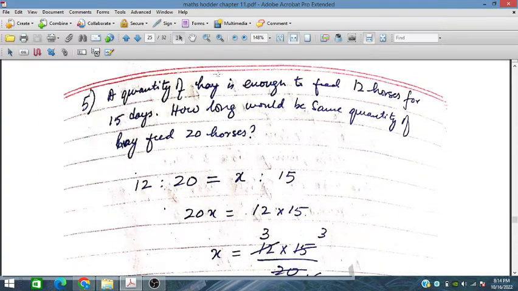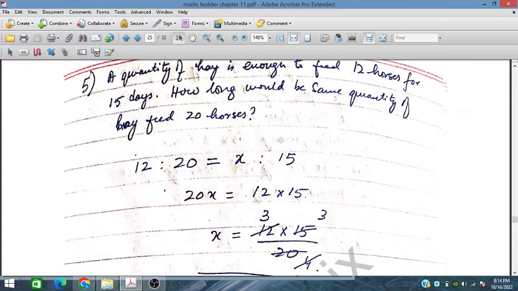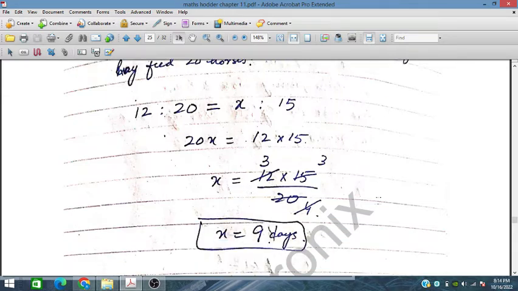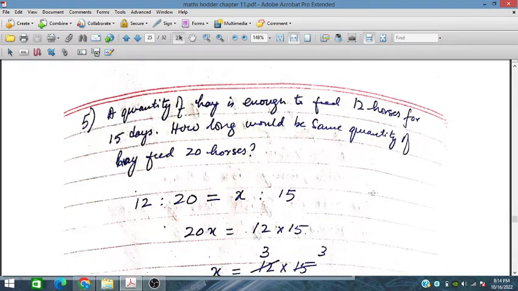A quantity of hay is enough to feed 12 horses for 15 days. How long would the same quantity of hay feed 20 horses? Now horses have increased, so the number of days will decrease. It will not last for longer days. So for this 12 to 20, so x to 15. So this is 20x and this is 12 by 15. So this is 9 days. 12 horses consume it in 15 days, so 20 horses will consume it in 9 days.